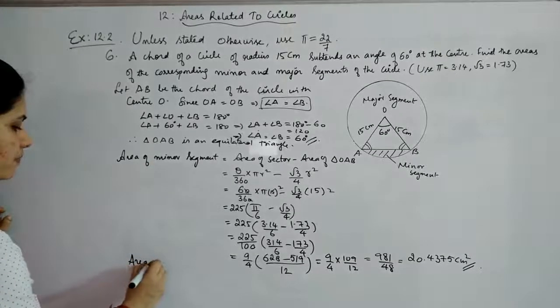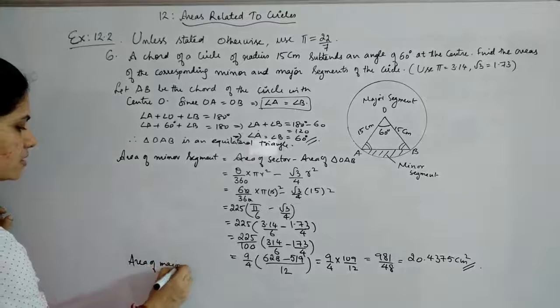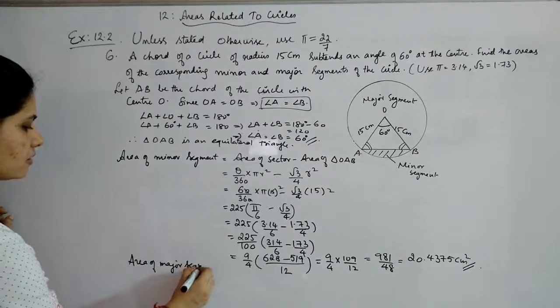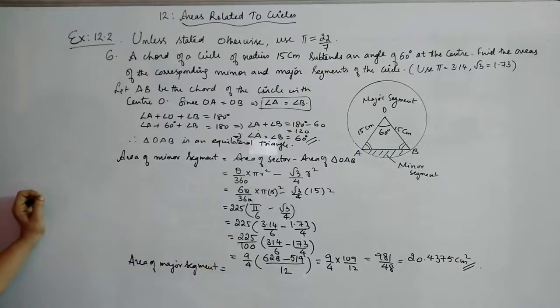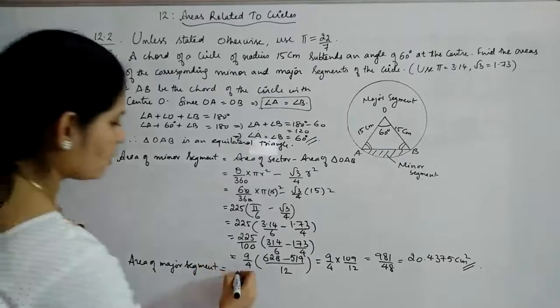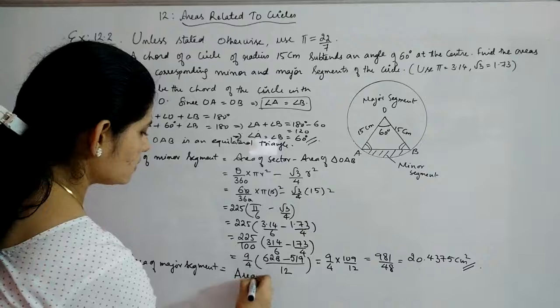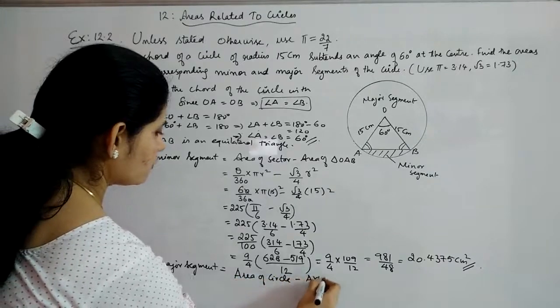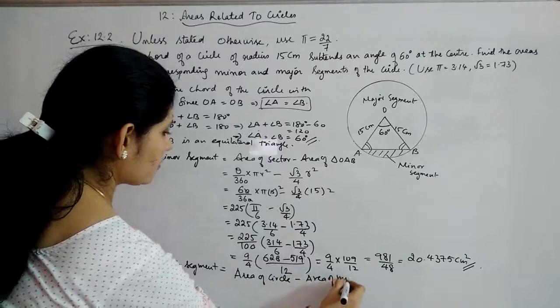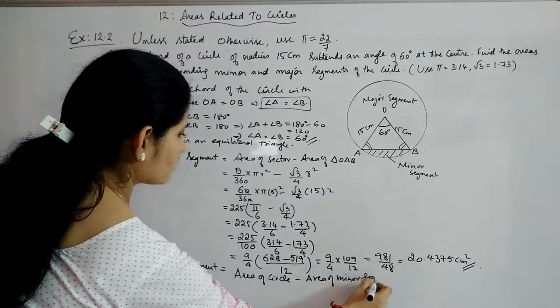Area of major segment will be, how much will you get? Area of the circle minus area of minor segment.